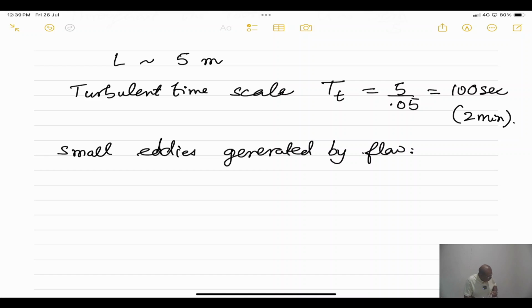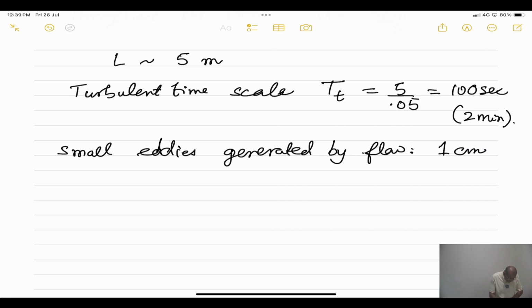For this type of flow, and maybe I will ask you to calculate this as homework, given this data, what we find is that the small eddies generated are of the order of 1 centimeter. The large eddy was 5 meters, but the small eddy will be of the order of 1 centimeter, maybe even smaller. Okay.